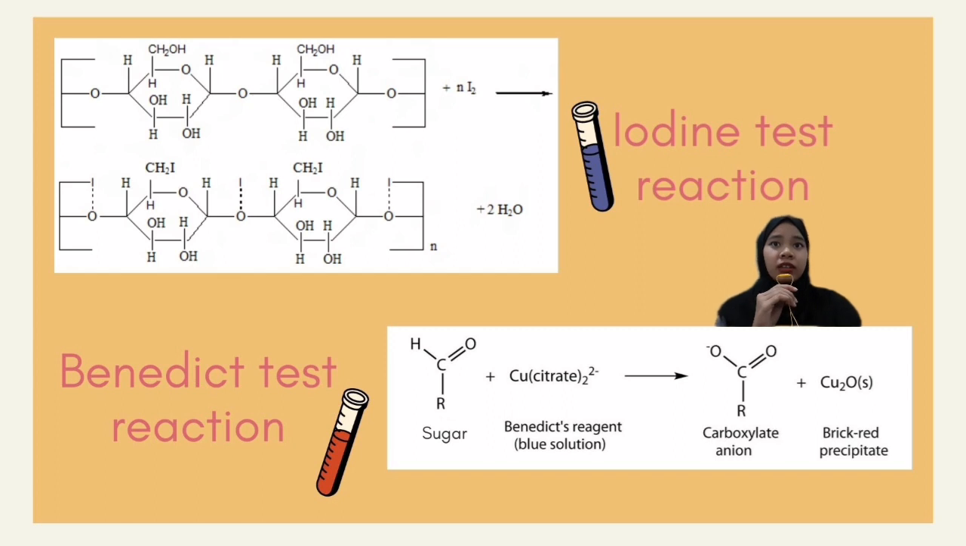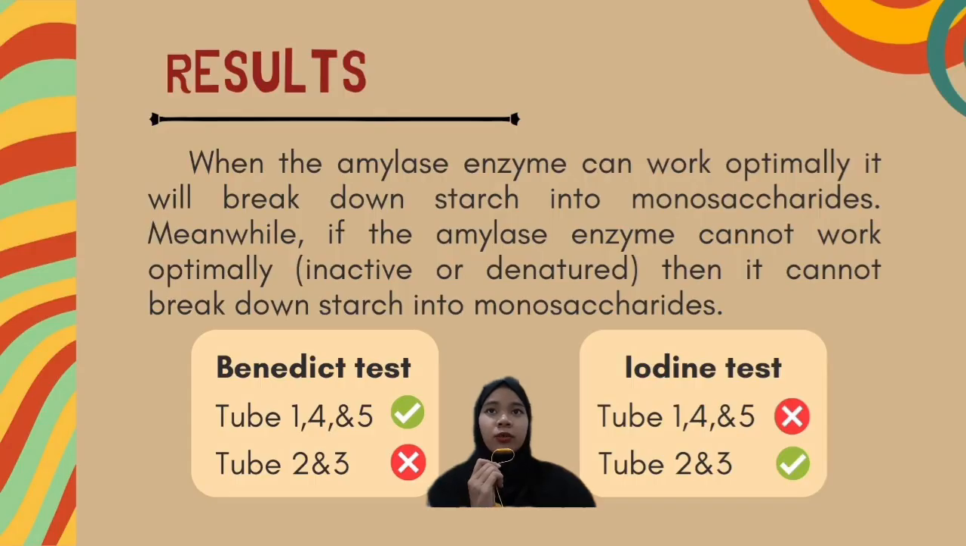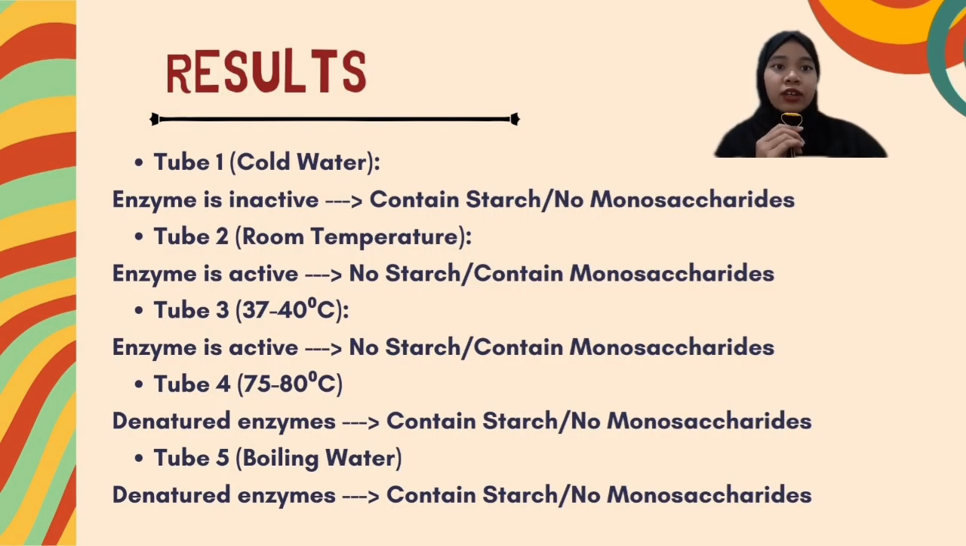When starch meets iodine reagent, it will produce a blackish or purple color. And when monosaccharides meet Benedict reagent, it will produce a brick red precipitate. When the amylase enzyme can work optimally, it will break down starch into monosaccharides. Meanwhile, if the amylase enzyme cannot work optimally, that means inactive or denatured, then it cannot break down starch into monosaccharides. From all of that, we know the enzyme in tube 1 is inactive.